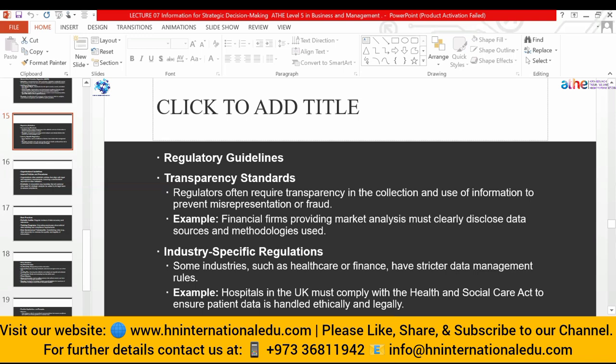Industry specific regulations. Some industries, such as healthcare or finance, have stricter data management rules. That is, every department, industry, market, and channel has its own laws and regulations which need to be followed. For example, hospitals in the UK must comply with the Health and Social Care Act to ensure patient data is handled ethically and legally, and it's way too strict. Whether you go for a general report or in the NHS too, the record is quite hard to fetch and even to give them if you are an immigrant.